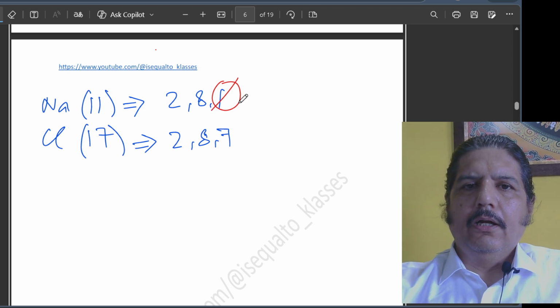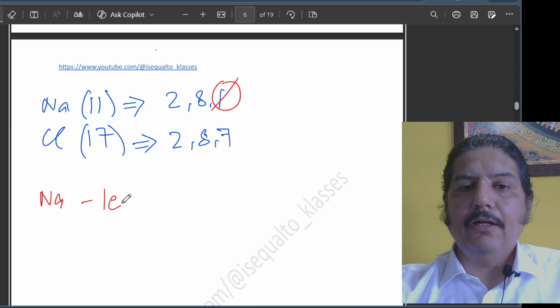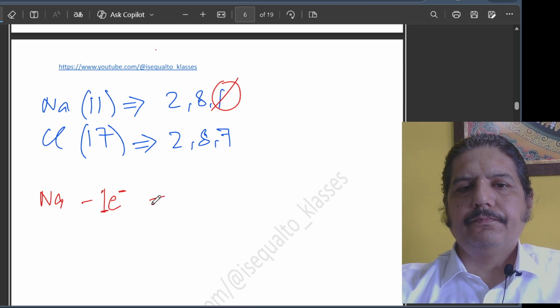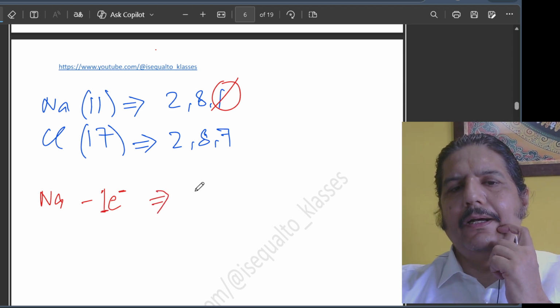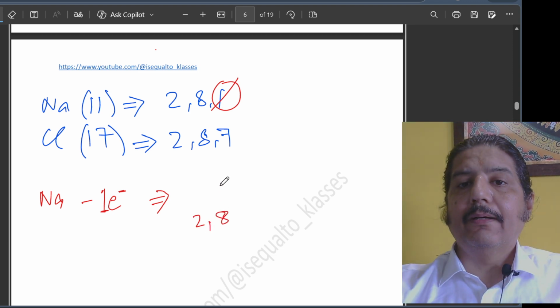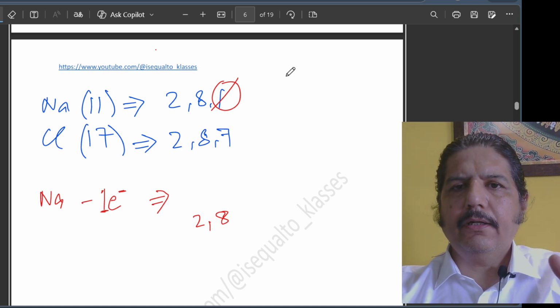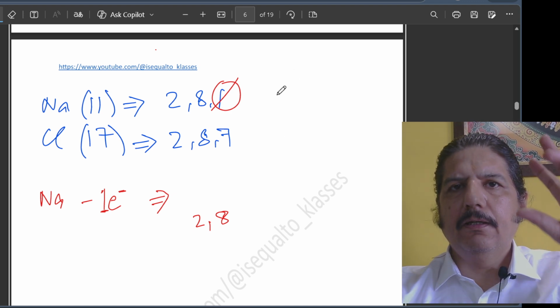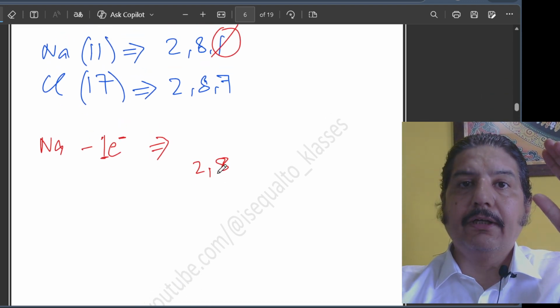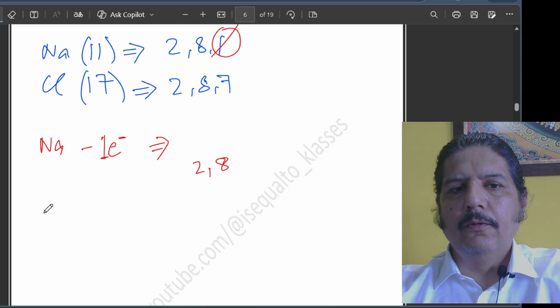So, what does sodium want? Sodium wants that if it can lose one electron, so minus one electron, its configuration will become 2,8. But what will happen is this part you need to see seriously, and you should get very clear about what I'm discussing now.